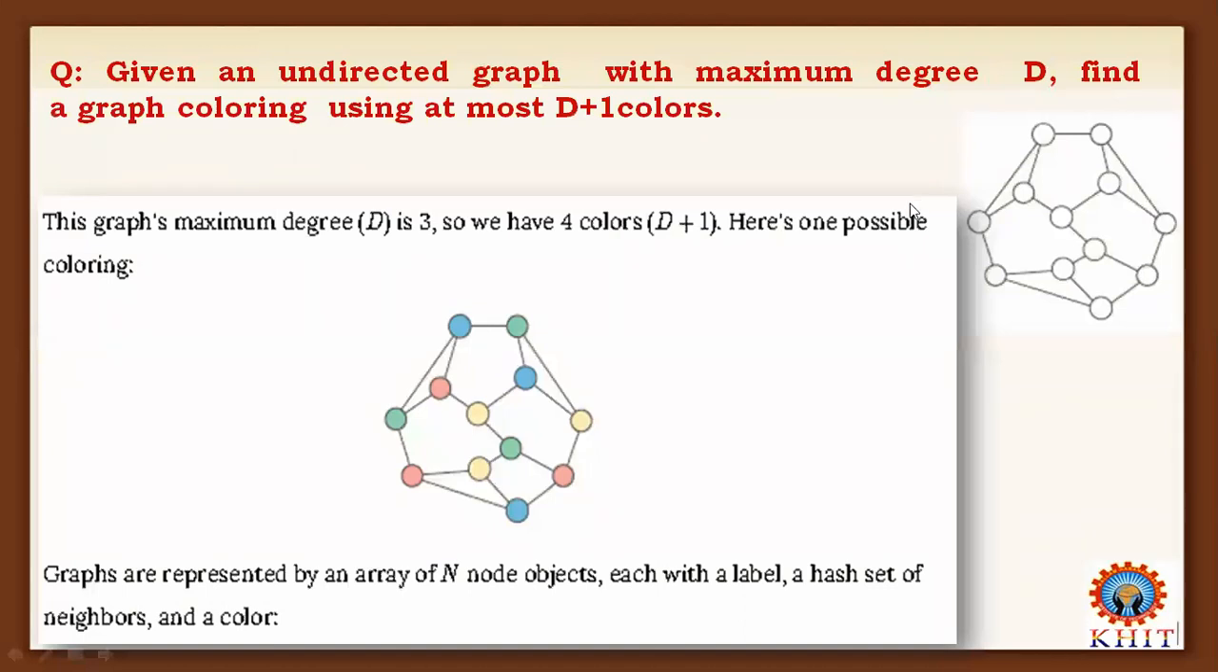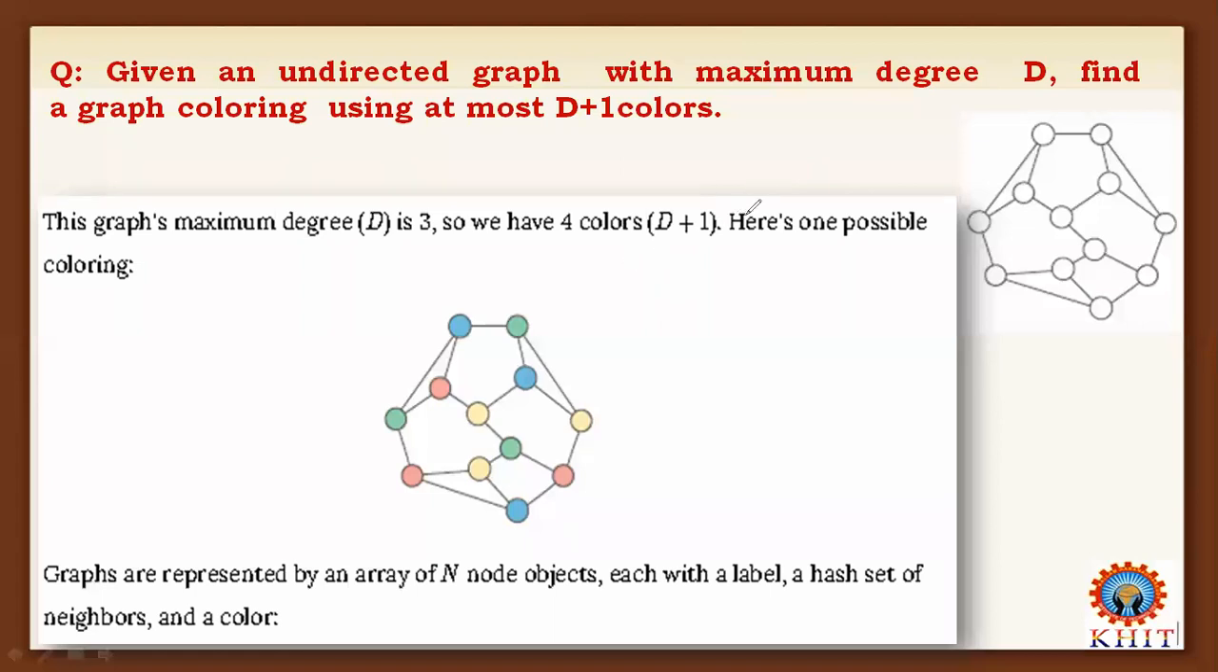Now let me tell you one example of how to color a given graph. Consider this is the question. An undirected graph is given. Undirected graph means there are no directions; it is considered as both directions. So this is an undirected graph with maximum degree d. The degree of the given graph is d, and find a graph coloring using at most d plus 1 colors.